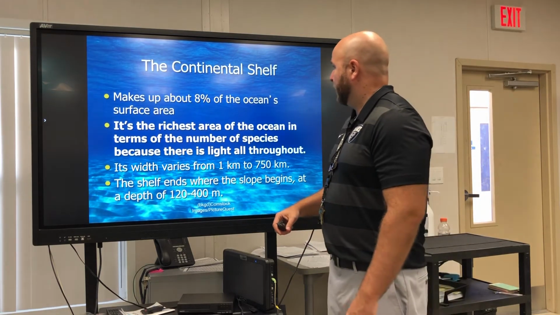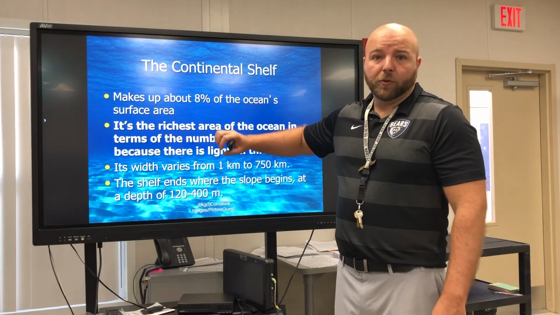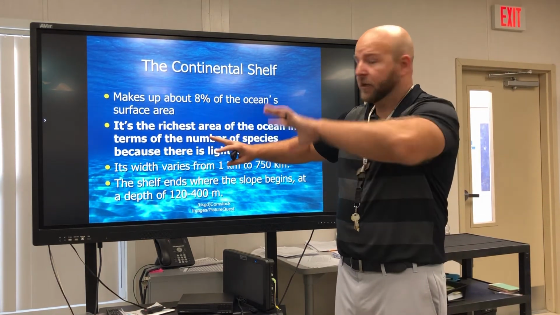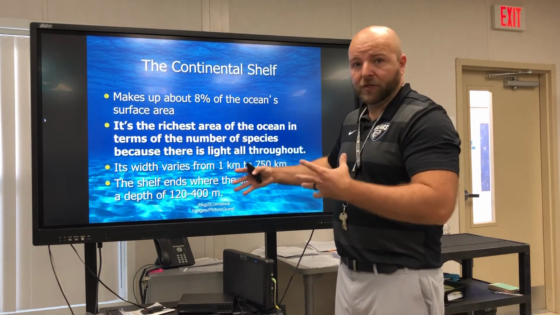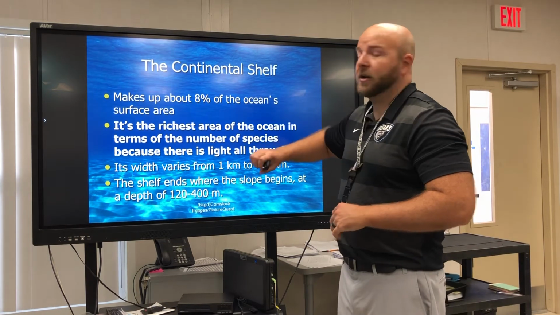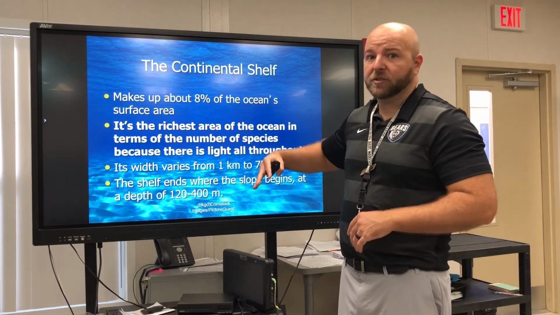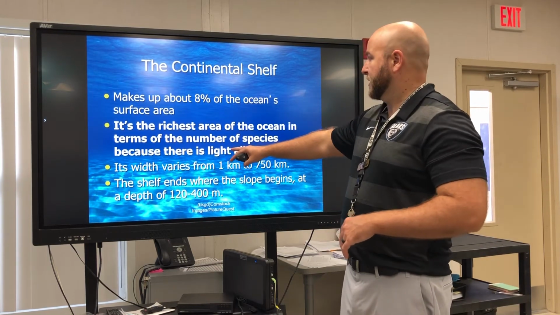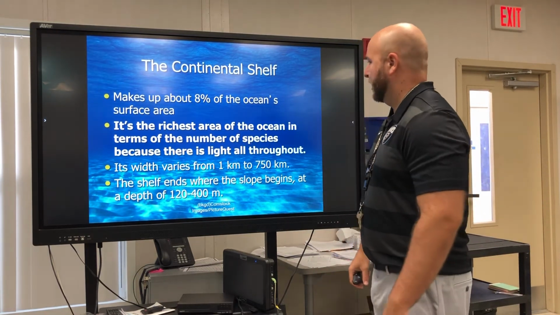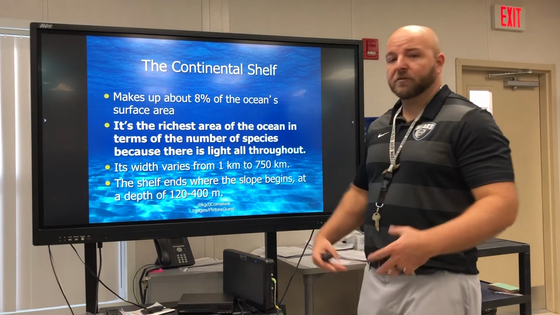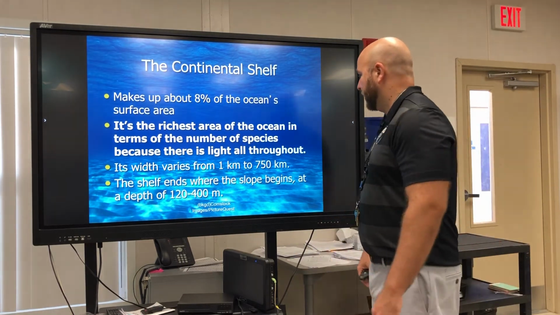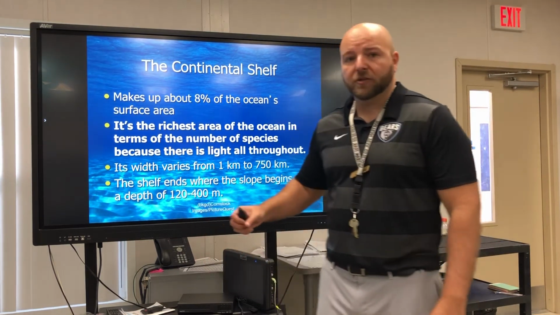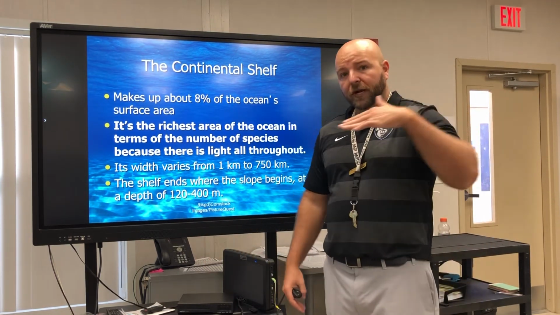All right, so the rest of your 2.4, you really don't need to have written any of that already. But now you can do some writing for continental shelf. You're just defining terms now. For continental shelf, one of the things that we want to make sure you have is that it's the richest area of the ocean in terms of the number of species, and that's because there is light all throughout the continental shelf. That will be on the test. Make sure that you know there is light all throughout the continental shelf.